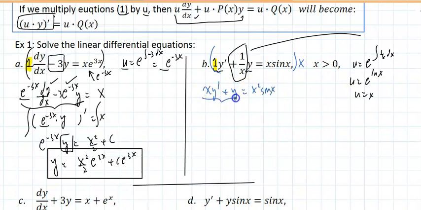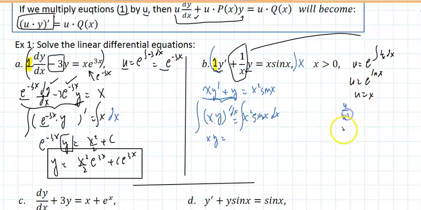And now I know this is the product rule, so this is xy prime. And you could check, if you take a derivative of that, you'll get this, equals x squared sine of x. And if I integrate, again with respect to x, xy will equal, so u equal x squared, 2x, 2 and a 0, dv equals sine of x, negative cosine of x, negative the sine of x, and cosine of x. So positive, negative, and a positive.